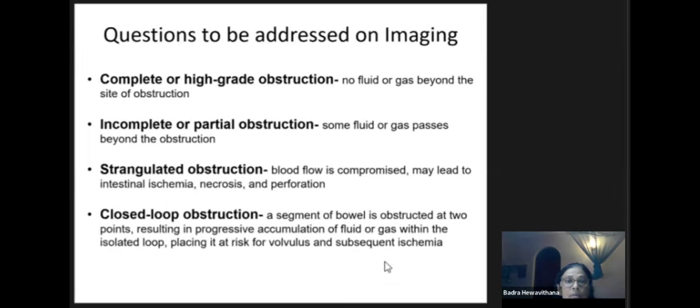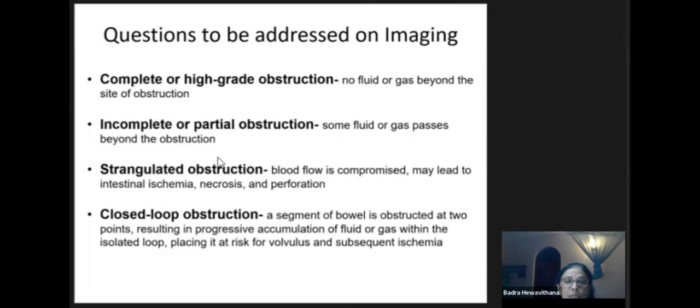But when it comes to imaging, we have to address these questions. Complete or high-grade obstruction. So, if it is complete or high-grade, you will not see fluid or gas beyond the site of obstruction. It is simple. And sometimes you may get incomplete or partial obstruction. This is a little dilemma. Some fluid or gas passes beyond. I mean, when it comes to the X-ray, it is the gas passes beyond the obstruction. Then we are a little puzzled.